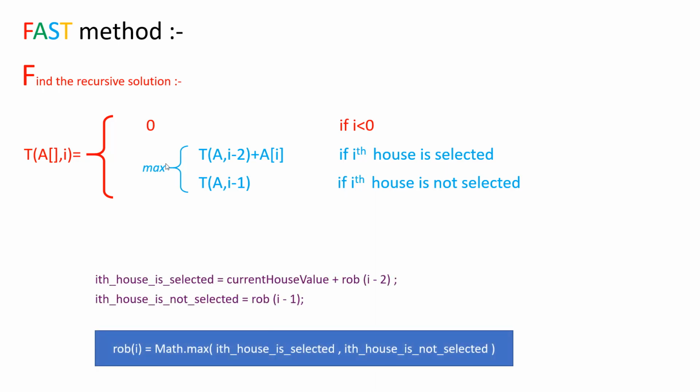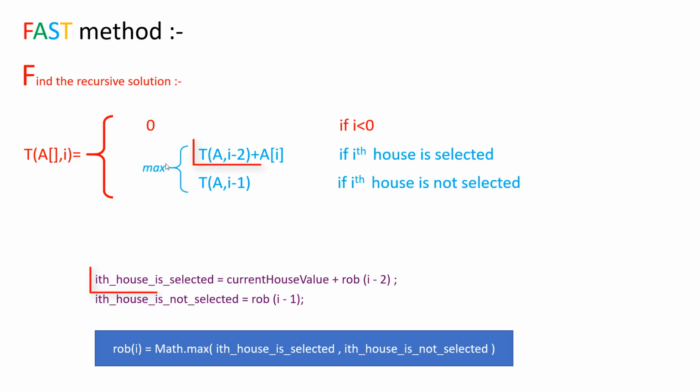So if the ith house is selected, it equals the current house value plus rob(i minus 2). If you compare both equations, you will see that in the recurrence solution, A stands for array, I stands for the array index, and T is a function. Instead of rob, for finding the recurrence solution I have used T. The current house value is nothing but a value of the array, so that's why I have used A[i].